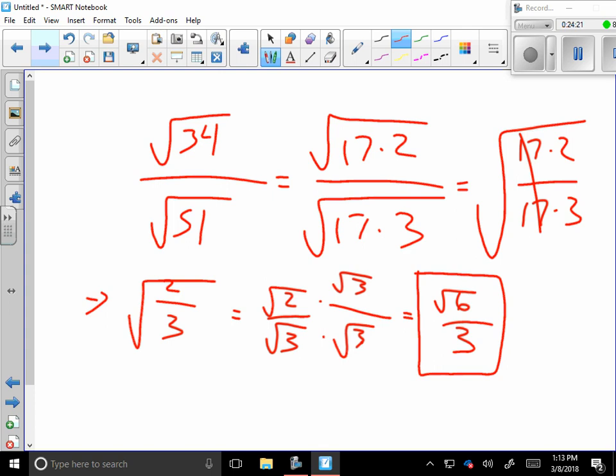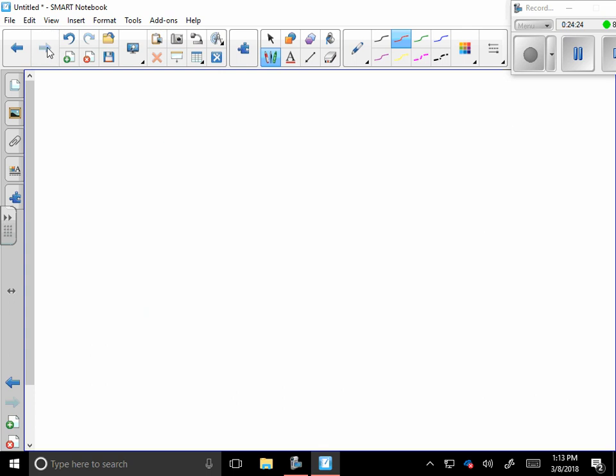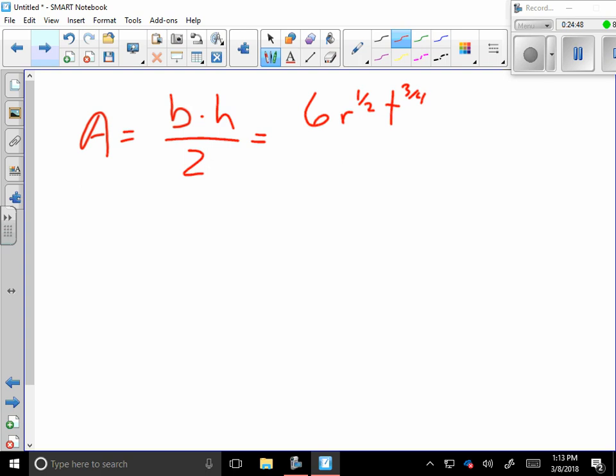Some of us forgot the formula for the area of a triangle. 6r to the half, t to the 3/4. The formula for the area of a triangle is what? Base times height divided by 2. So in this case, our base, 6r to the half, t to the 3/4, times 8, r to the half, t to the quarter, all divided by 2. So as we simplify this, 6 times 8 is 48.